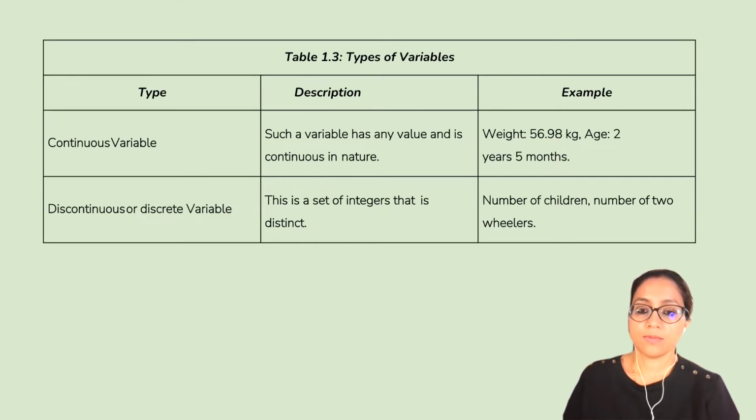What is a continuous variable? A continuous variable is one which can have any value and is continuous in nature. For example, weight is, suppose, 56.98 kgs, age is 2 years, 5 months, etc. Okay, what is a discrete or a discontinuous variable? So this is a set of integers that is distinct. For example, the number of children, number of two-wheelers, etc. So that is a discrete variable, or a distinct variable, which will consist of a set of integers.